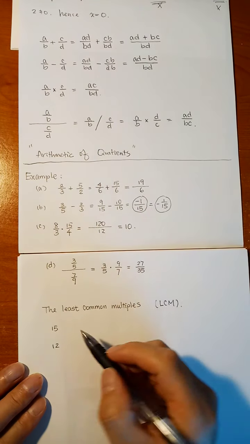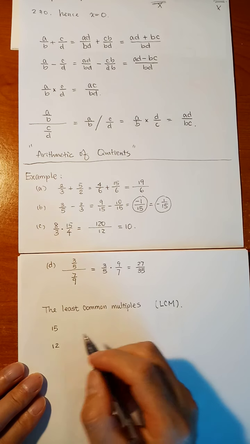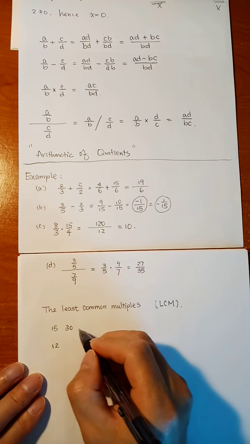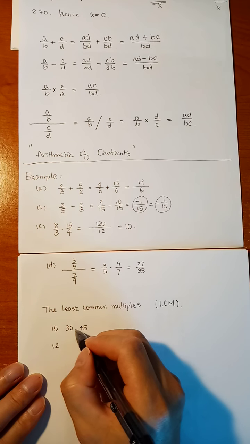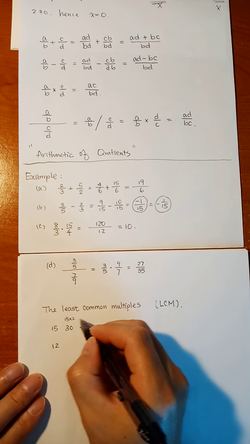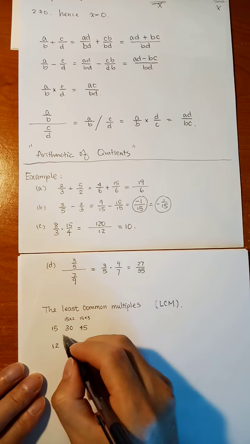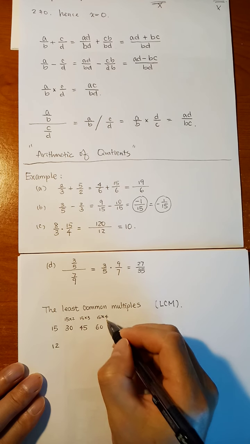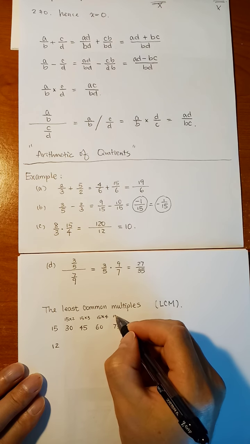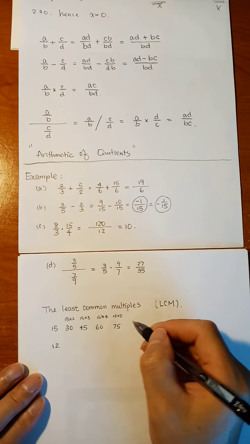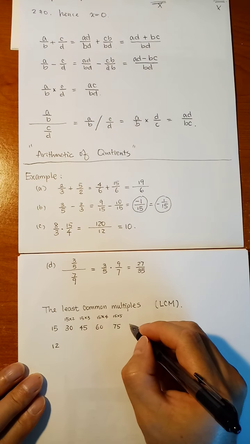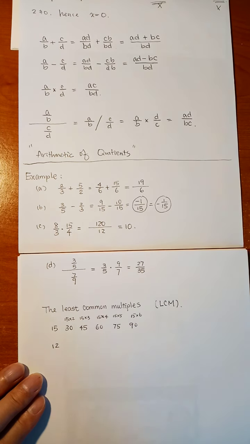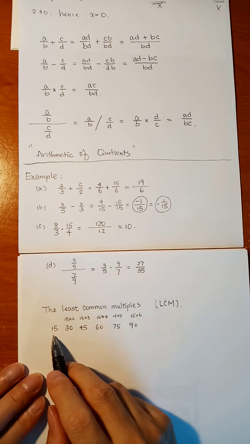Okay, so multiples. 15 is a multiple of itself. And the next bigger multiple will be 30. It's 15 times 2. And next will be 45. It's 15 times 3. And next one will be 60. It's 15 times 4. And next one will be 75. It's 15 times 5. So every time you multiply by the next integer, and 90, which is 15 times 6. Okay? So they are all multiples of 15.